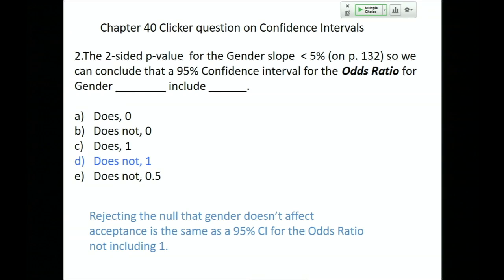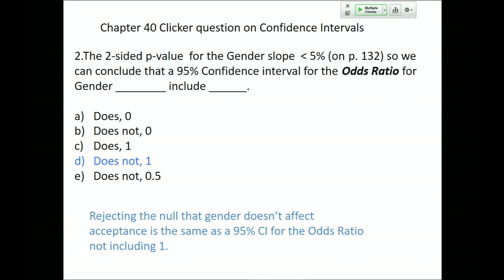Remember, in the log odds, 0, the probability is 50-50, the odds are 1 to 1, and the log odds are 0. So if gender has nothing to do with it, which is what the null says, and you reject that, you're rejecting that the log odds are 0, you're rejecting that the odds are 1 to 1, and you're rejecting that there's a 50-50 chance between males and females getting in. You're saying, no, there's something going on here. Gender does influence it.